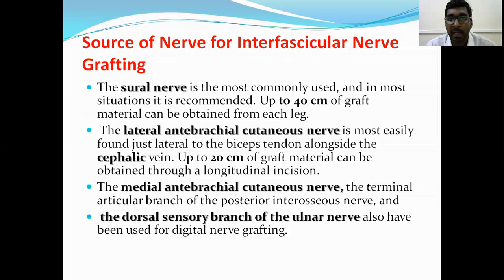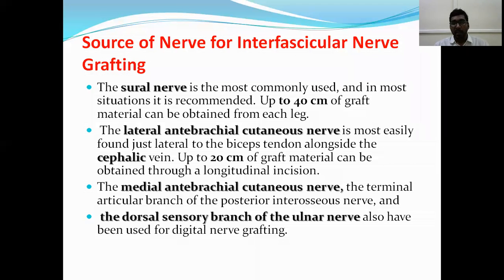Okay. The lateral antebrachial cutaneous nerve supplies the lateral forearm and is a continuation of the musculocutaneous nerve. It is most commonly found just lateral to the biceps tendon, here at the elbow, alongside the cephalic vein. Up to 20 centimeters of graft material can be obtained through a longitudinal incision.